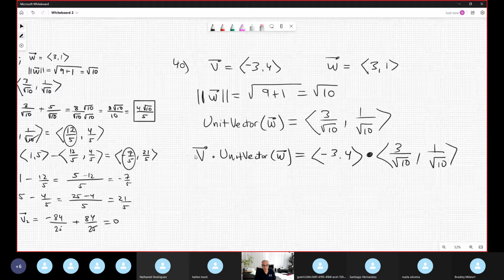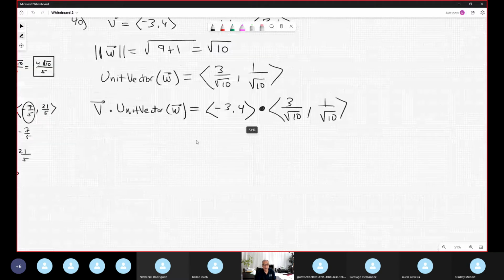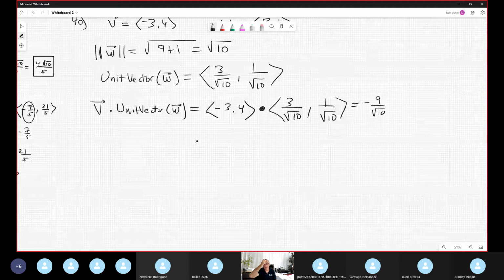And the answer of that dot product is negative 9 radical 10, sorry. Because negative 3 times positive 3 is negative 9, plus positive 4 radical 10, and you're subtracting, it's negative 5 radical 10.